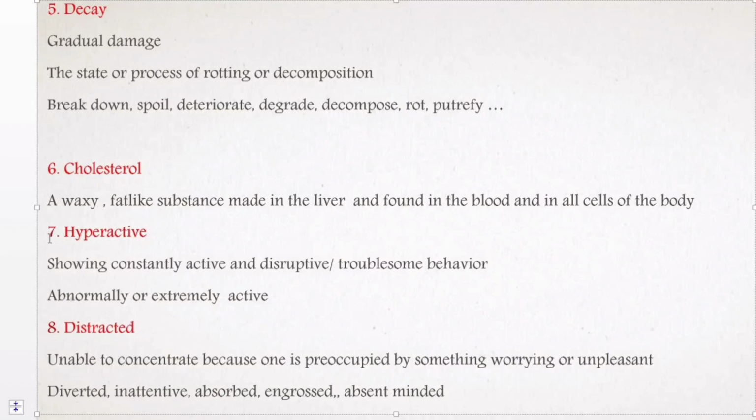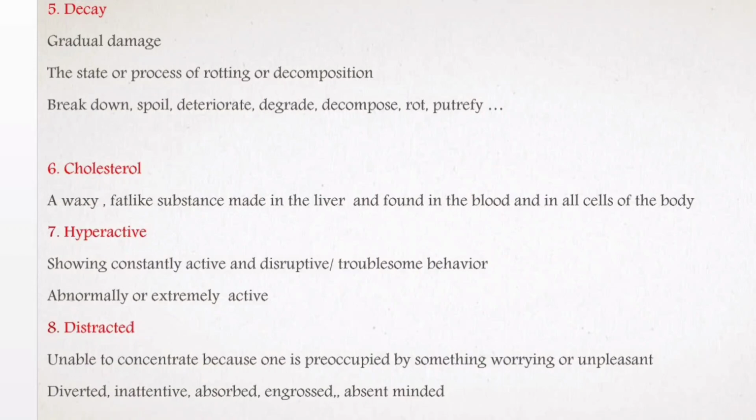And the seventh word is hyperactive. Hyperactive means overactive or extremely active or abnormally active. It also means showing constantly active and disruptive or troublesome behavior. The next word is distracted, the last one. Distracted means diverted, absent-minded, unable to concentrate because one is preoccupied by something worrying or unpleasant. So these are the answers of these words.